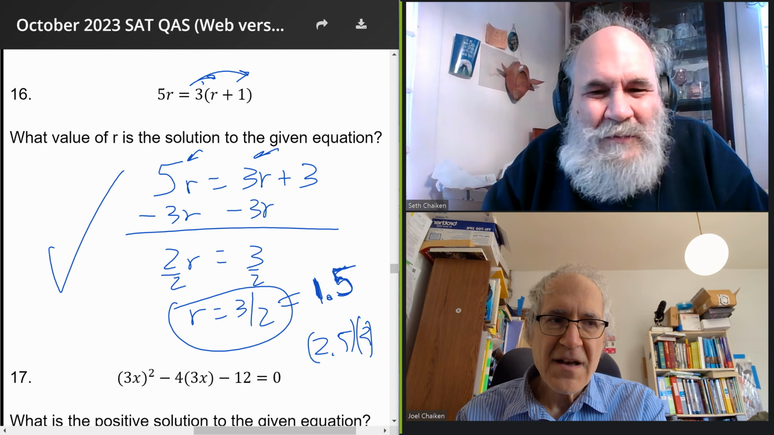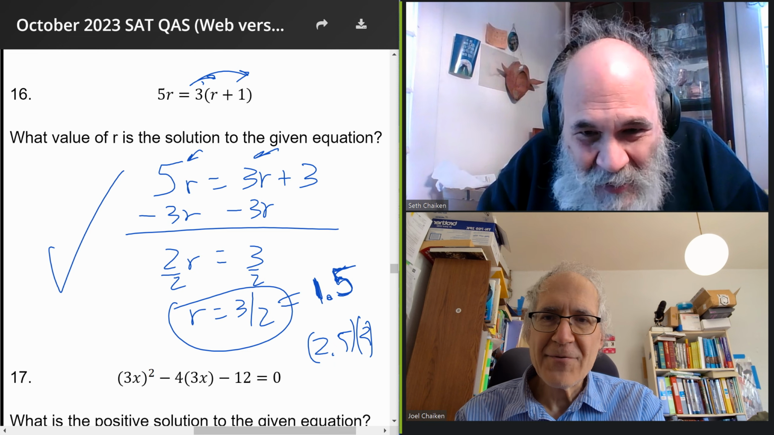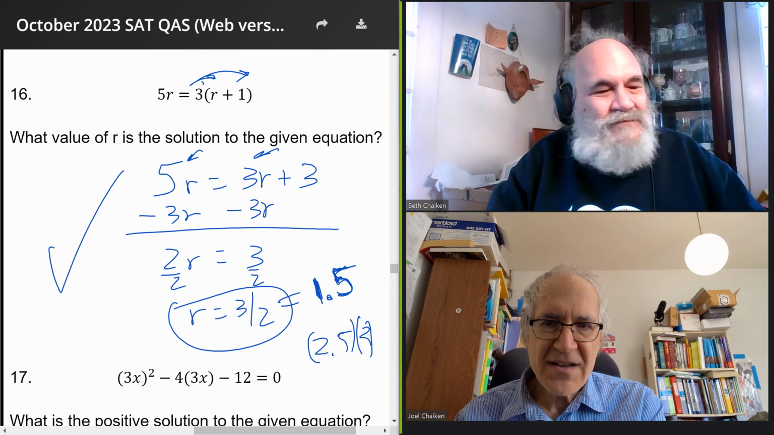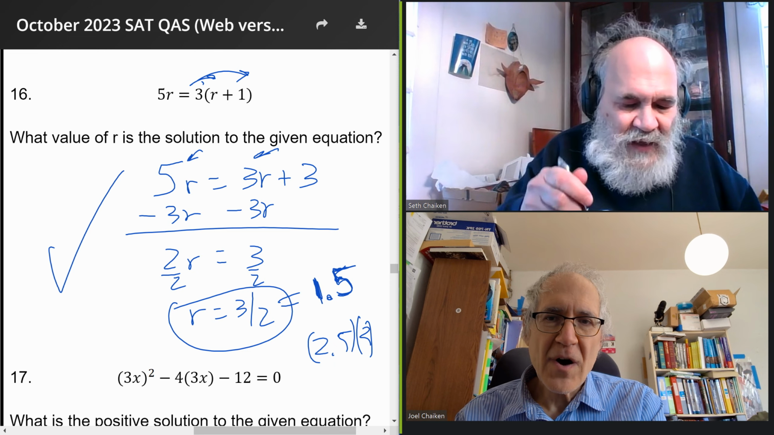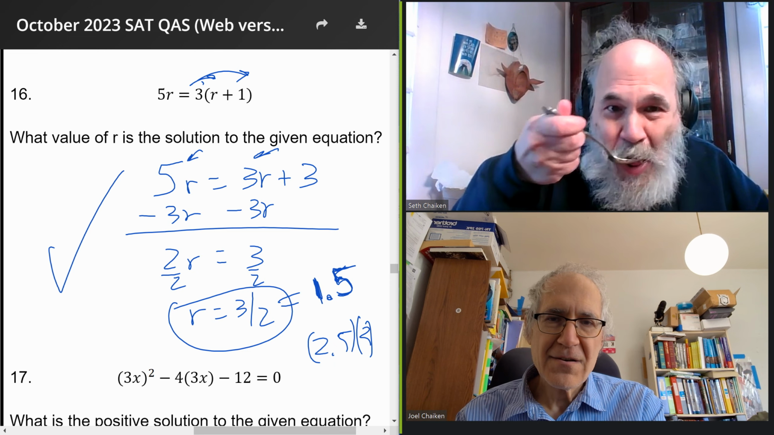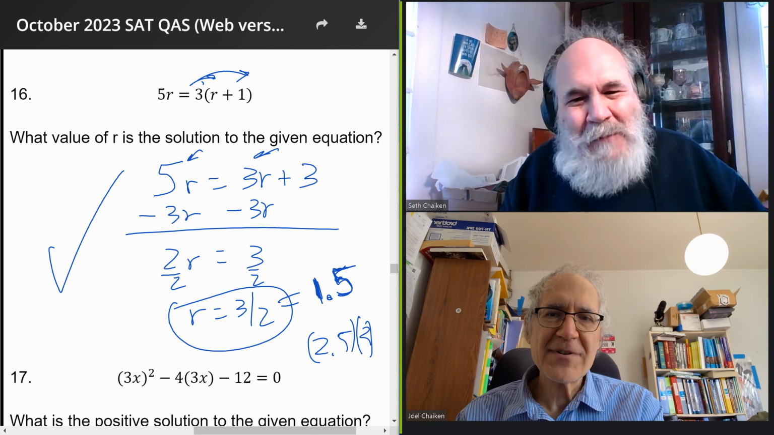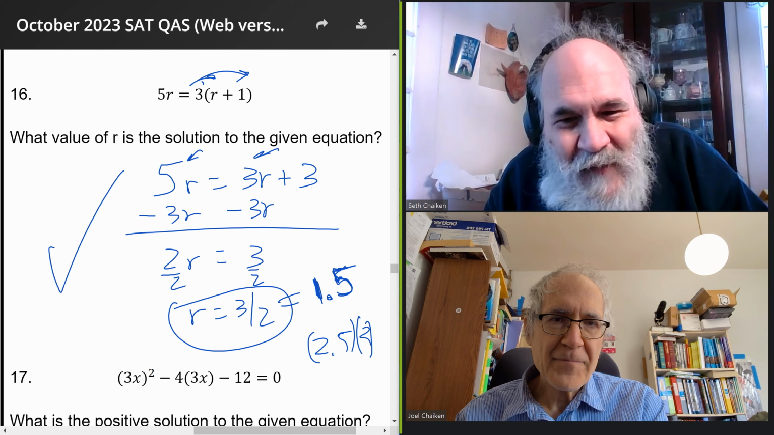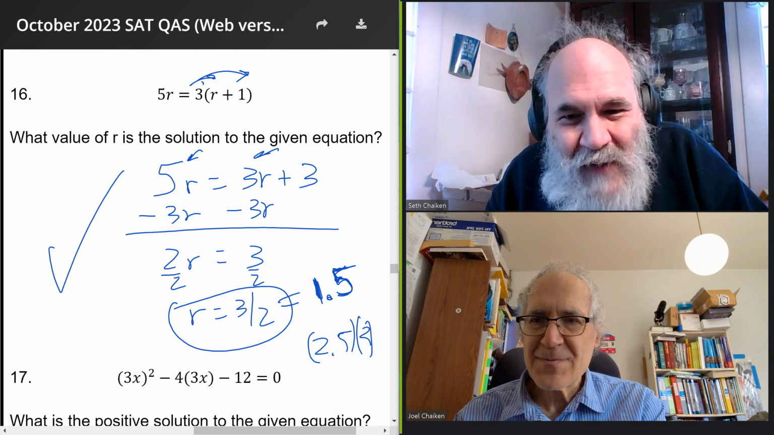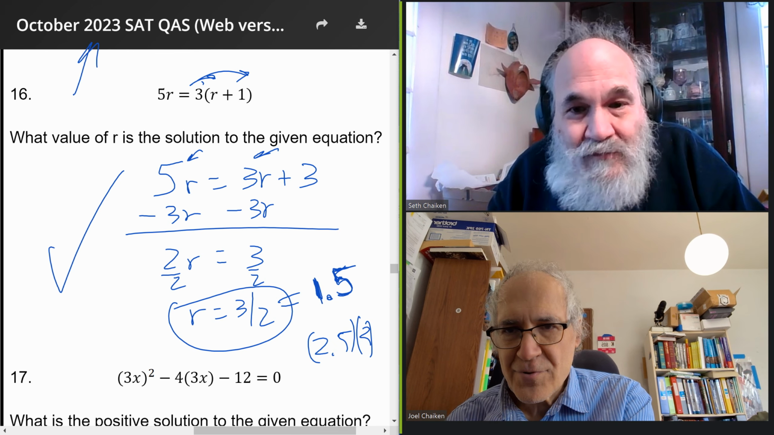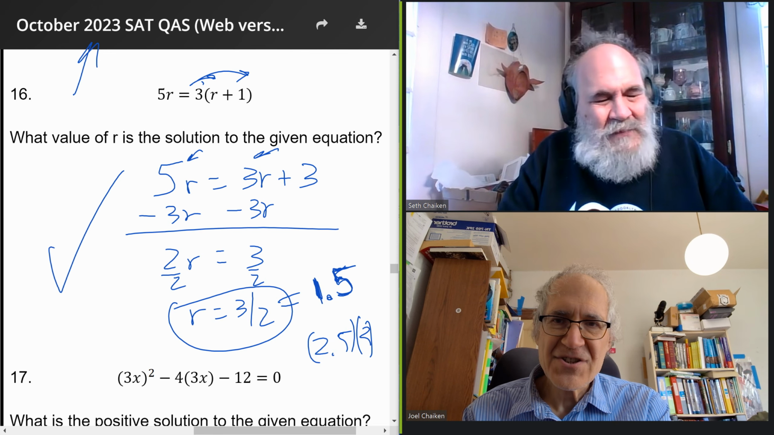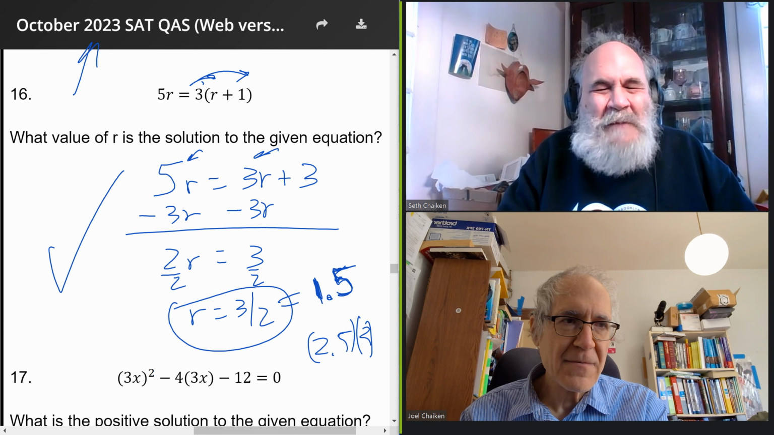Not a bad idea. How does this question differ from how you would get in school? Well, in school you'd have to show the work. Here you just give the answer. In school you may want to show the check. Here you obviously don't have to show the check, but checking it's not a bad idea if you want to guarantee getting it right. Does a calculator help? This was a non-calculator question. Now that's a moot question because now the digital SAT is 100% calculator.